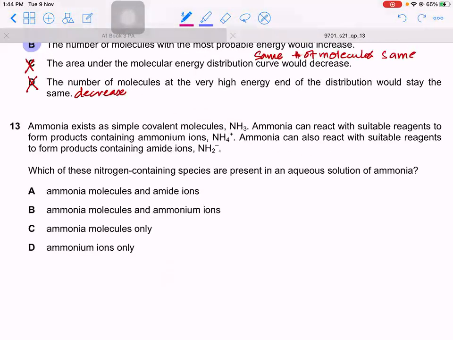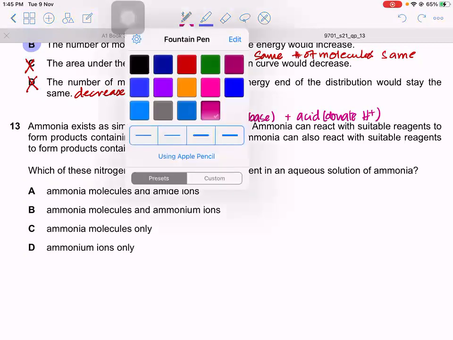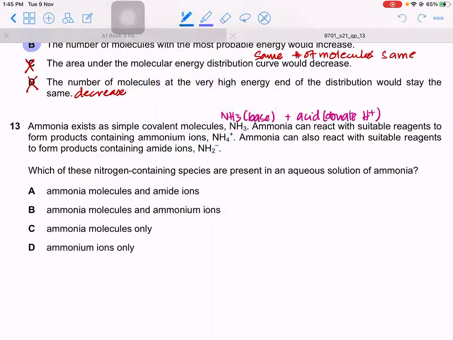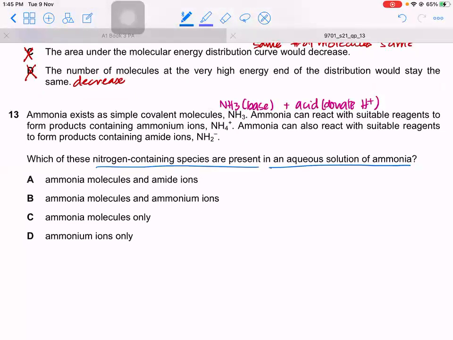Ammonia exists as a simple covalent molecule. Ammonia can react with a suitable reagent to produce ammonium ions. So ammonia is a base. Yes, it must react with an acid which will donate a proton, and then it will gain that and become ammonium. Ammonia can also react with a suitable reagent to form amide ions, NH2 minus. Let's see which of these nitrogen containing species are present in the aqueous solution of ammonia.